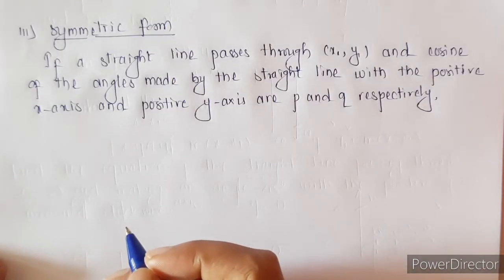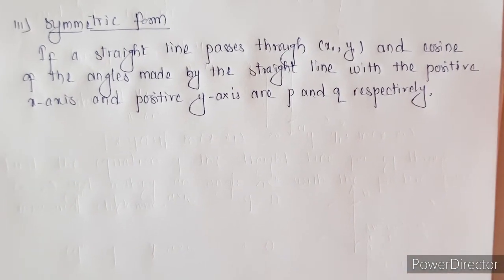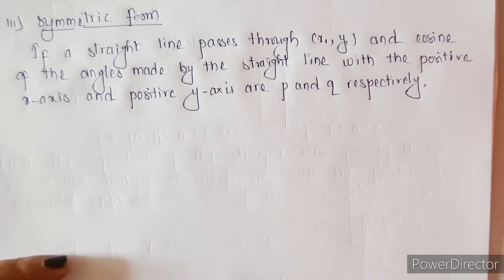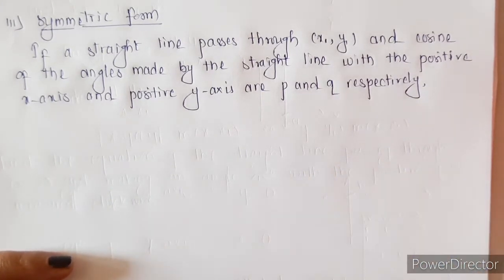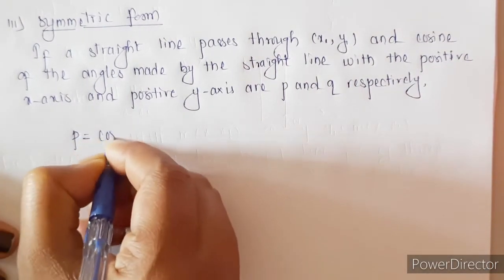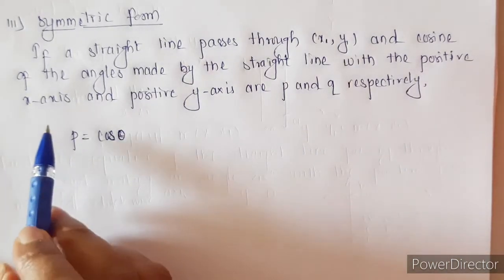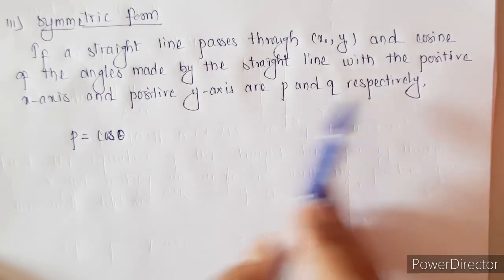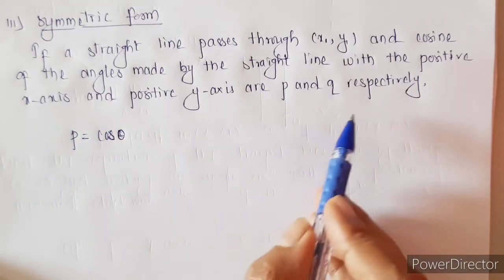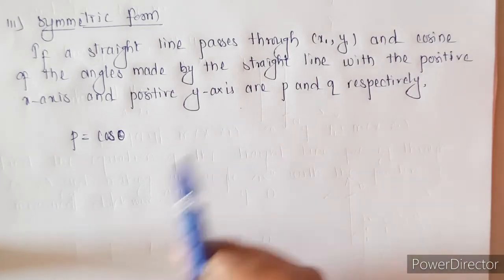Next is symmetric form. If a straight line passes through x1, y1 and cosine of the angles made by the straight line with positive x-axis and positive y-axis are p and q respectively. So p is nothing but cos theta. So p is the angle made with x-axis and q is cos of the angle made on y-axis.